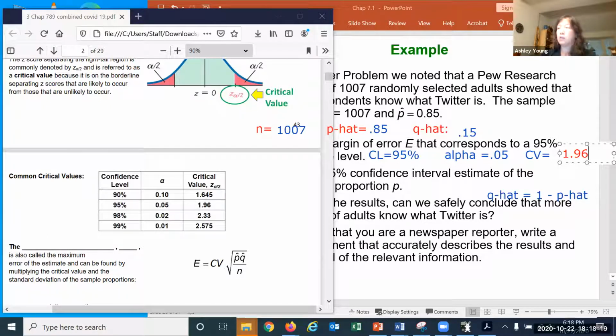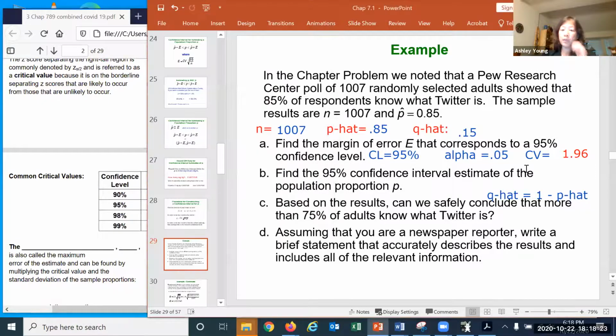1.96. Good. Look it up in the table. So maybe I should write that in there. Look up in table. Okay.